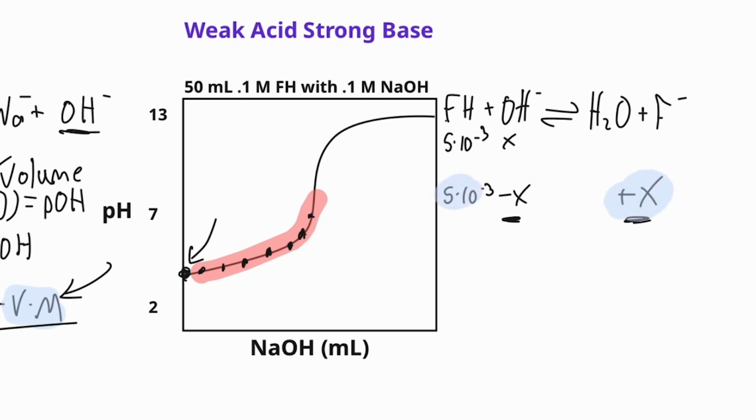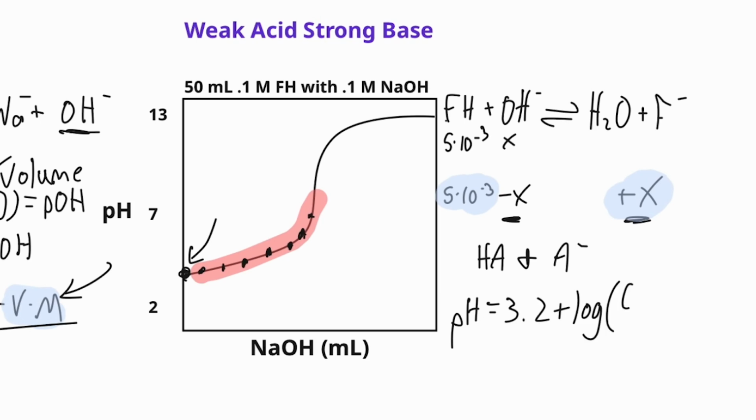And as long as we're not completely reacting with all of the FH, we still have a significant amount of FH left. And this means we have significant amounts of a weak acid and its conjugate base. And anytime you have both of those in solution, you need to be thinking about the Henderson-Hasselbalch equation. The pH is equal to the pKa of the acid, and for FH, the pKa is 3.2, plus the log of A minus over HA. So once you figure out your HA and your A minus, you just plug them into the Henderson-Hasselbalch to get your pH at that point of the titration.